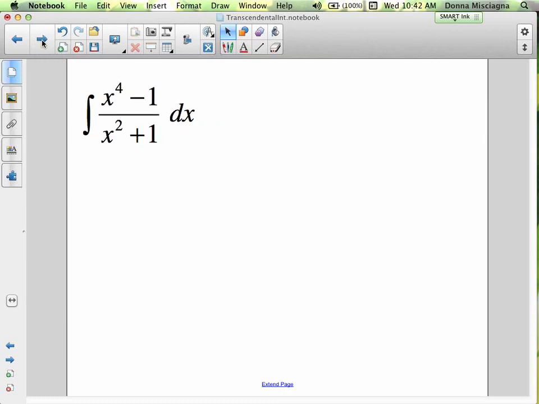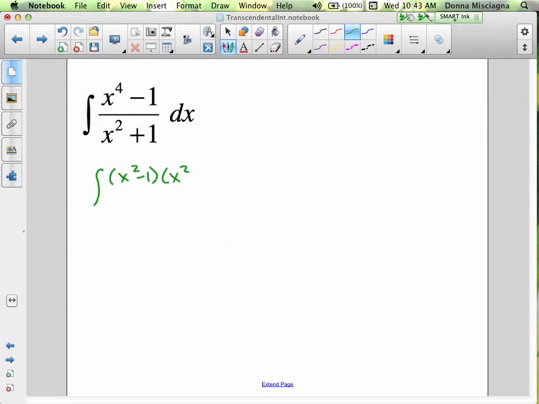This is one that looks like maybe it could be one of those, but let's see. It doesn't follow any of the formats. It does have something squared and plus something squared. 1 is 1 squared. But let's factor here. Because I see that x to the 4th minus 1 could be factored. That's just a difference of squares. x squared minus 1, x squared plus 1, all over x squared plus 1 dx.